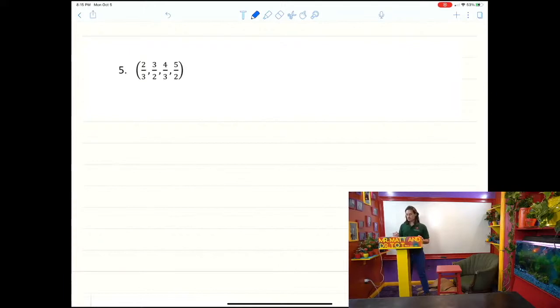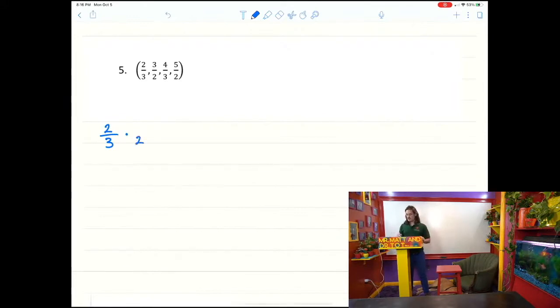So I have 2/3. I want a denominator of 6, not a denominator of 3. So I'm going to multiply this denominator by 2. But if I do it to the denominator, I have to do it to the numerator. Remember the golden rule in mathematics: if you do it to one side, you've got to do it to the other side. You can do almost anything you want as long as you do the same to the left as you do to the right, the same to the top as you do to the bottom.